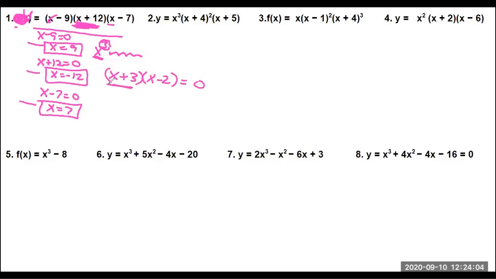I've got 2 things multiplied together that equal 0. One or both of these things must be 0 in order to multiply them together and have it equal 0. In this case, I've got 1, 2, 3 things multiplied together. And if we're trying to find the zeros, they must equal 0. So that means that must equal 0, that must equal 0, and that must equal 0. So now what I've got to do is figure out what those are.